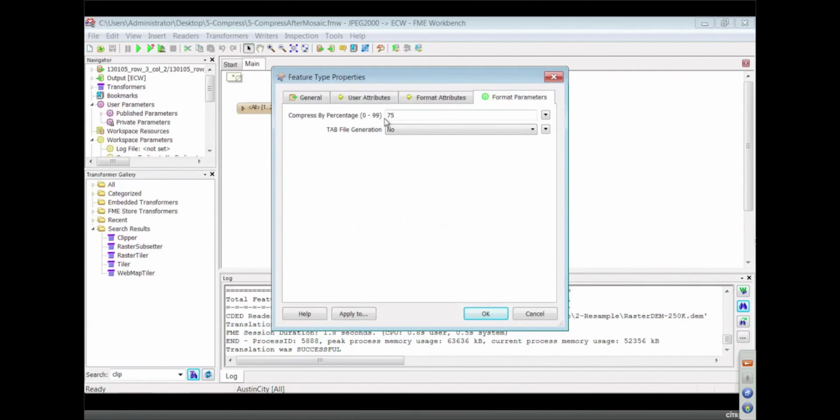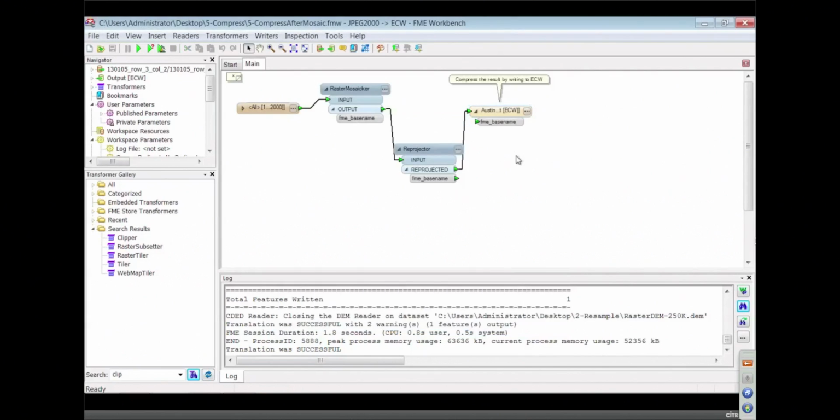What's an aggressive percentage? An aggressive percentage would be anything higher than 80. Okay. I think after that, you're starting to see a little bit of degradation in the image. Right. But the default 75 will give you an image with almost no visible degradation. Right. So that's ECW. Similarly, we can do it for JPEG 2000 as well.